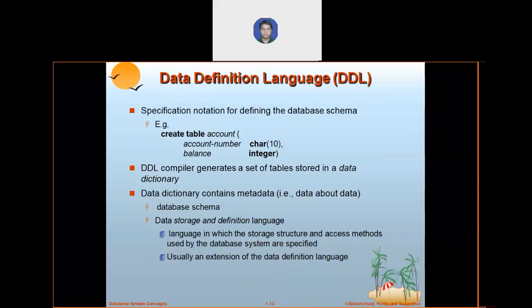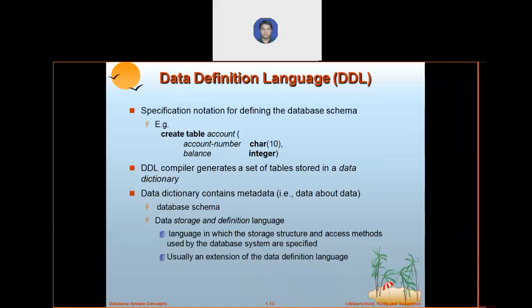And the second language, data manipulation language, is to express database queries and updates. It covers how you can retrieve the data from the database, or how you update, change or manipulate the data information in your database. Okay.